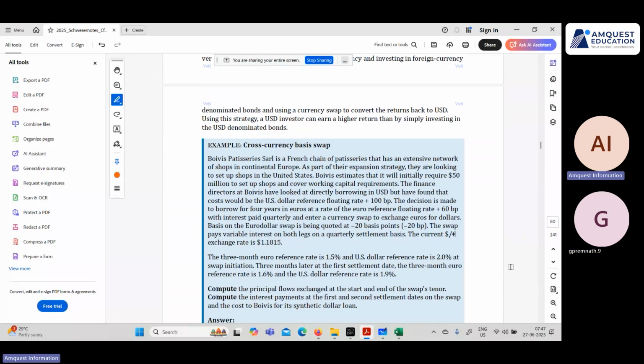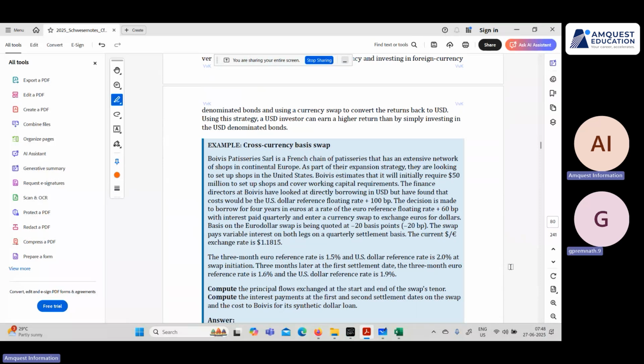Okay. Second part is, keep telling me the amount. In terms of euros, it's 42.3 million euros. And USD is $50 million. The exchange is done. I understand that. And then what happens on the quarterly payment?